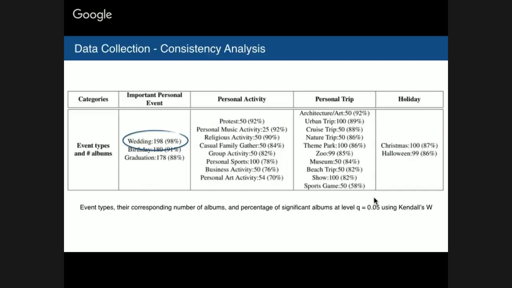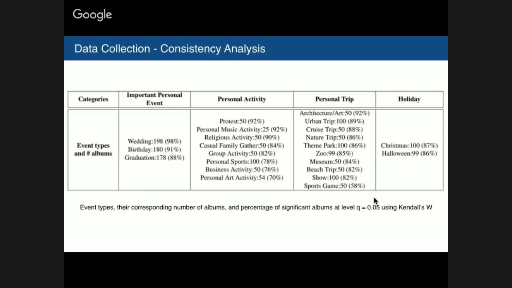And if we look at the individual percentages of significant albums, we can see some interesting things. For example, wedding has the highest percentage, which is 98%, but sports game only has 58%, which is the lowest. This conforms with our intuition that some albums are easier to learn, because it's easier for humans to agree on them and it's very clear what is important in that kind of event type. But for sports games, it's very hard for people to agree because many images in the album are really similar to each other, and it's even hard for humans. So it also shows that our selection for the number of albums is valid.